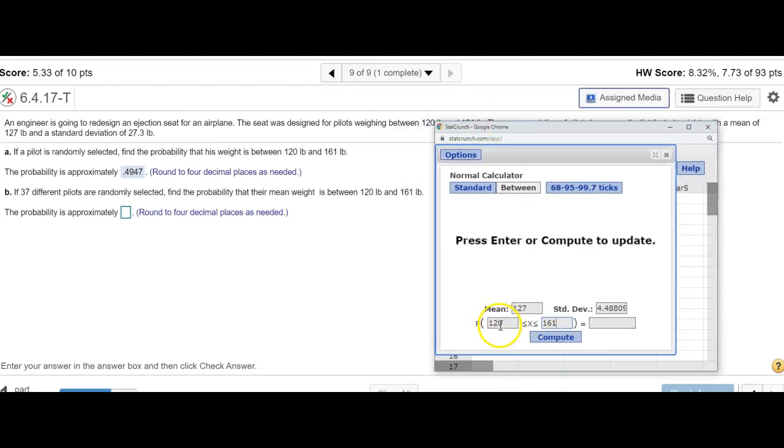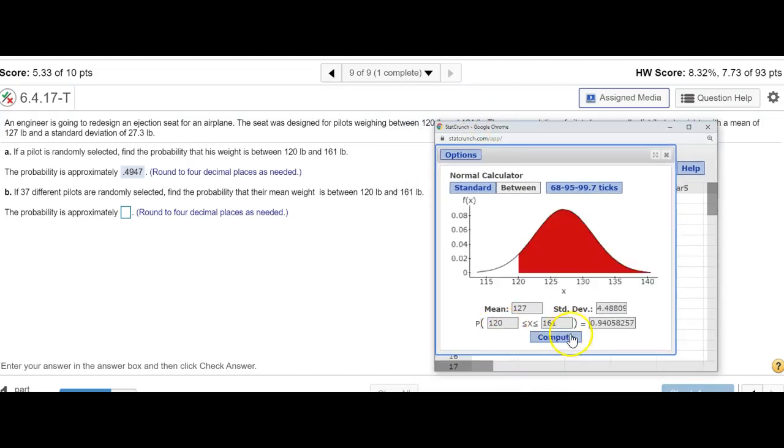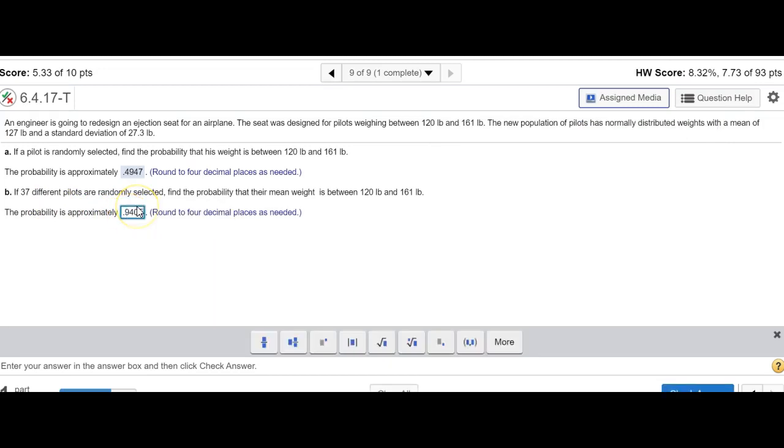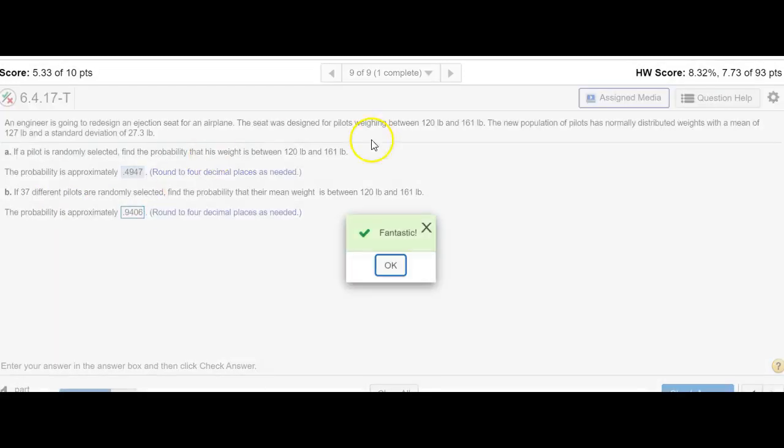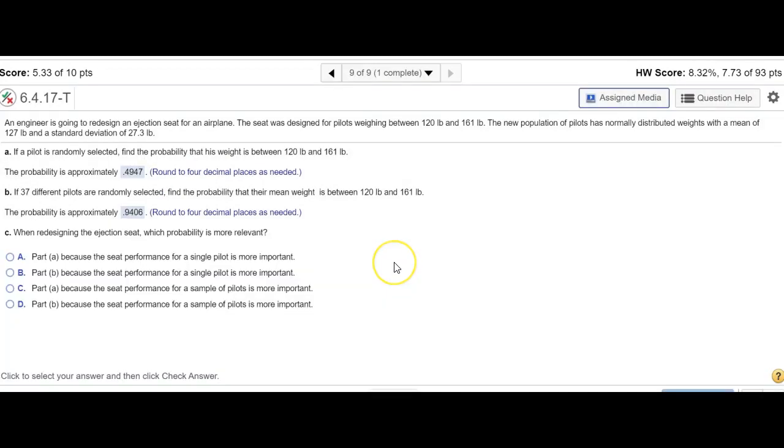And I'm still going to look at that 120 to 161 range, compute that. So in this population, 94% of this population falls within this range. So rounding, that would be 94.06. So then we can decide which probability is more relevant, part A or part B, and the performance for a single pilot or the performance for a sample of pilots. And you can go through and answer that.